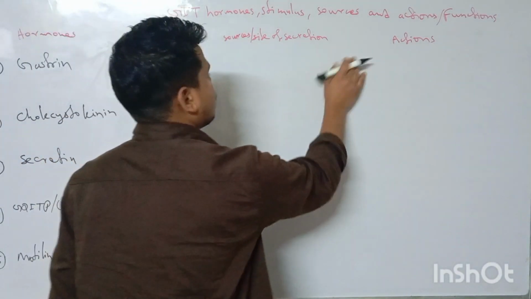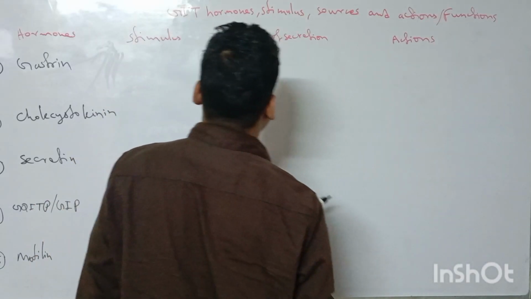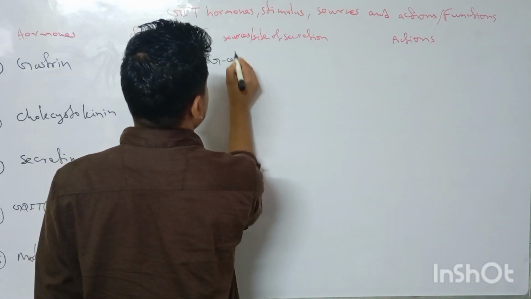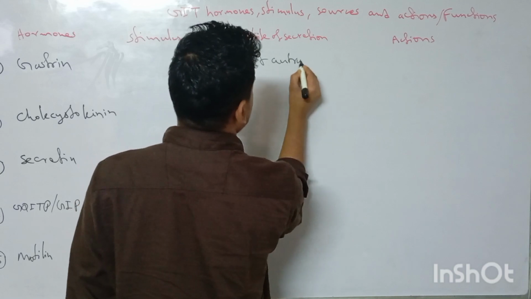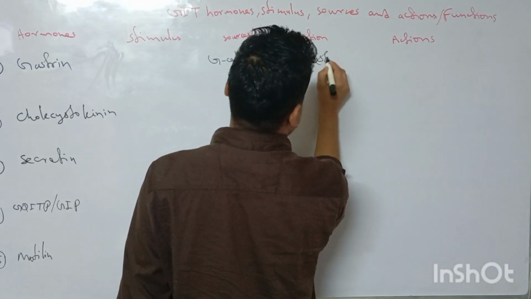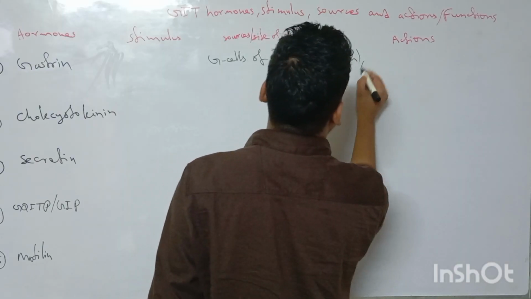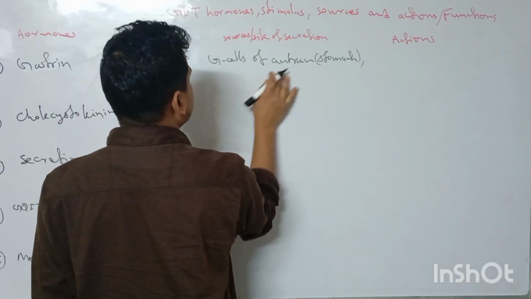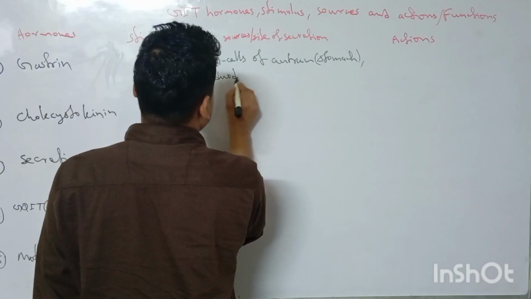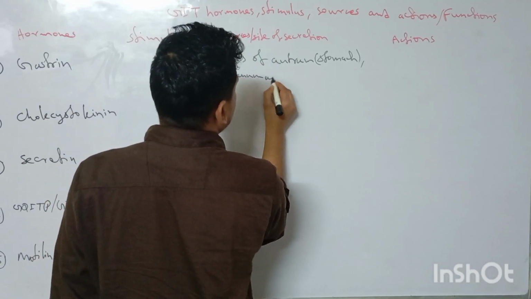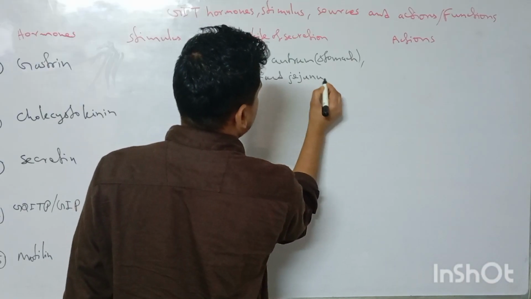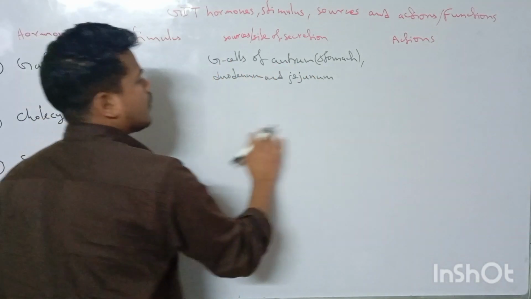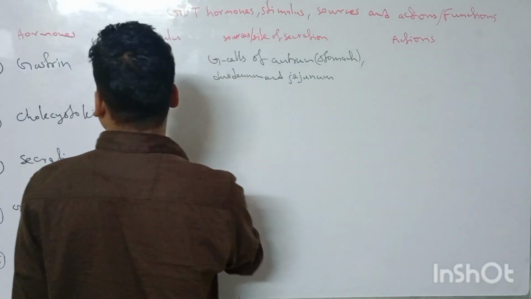Then I will mention here the site. Site for this gastrin is the G cells of antrum, which is part of the stomach, and it will also be secreted from the upper part of the small intestine, like duodenum and jejunum. But major source is the G cells of the antrum. And also remember, the upper part of the small intestine also secretes this gastrin.